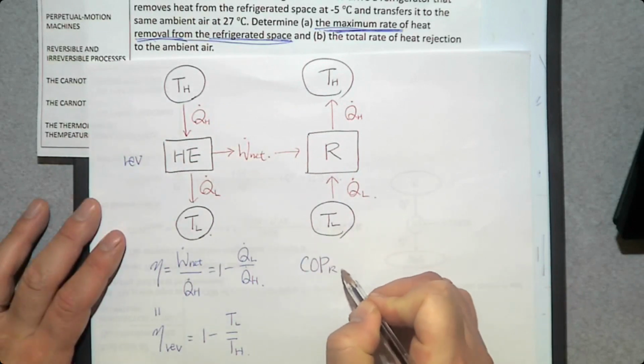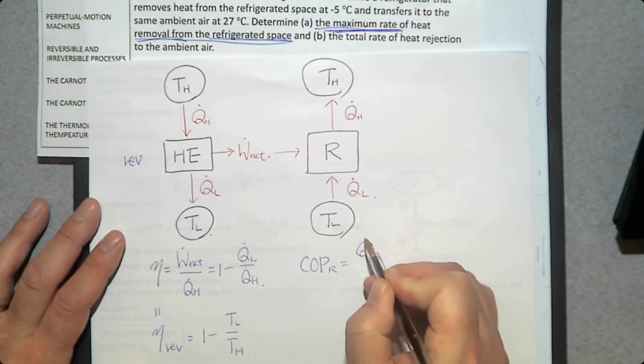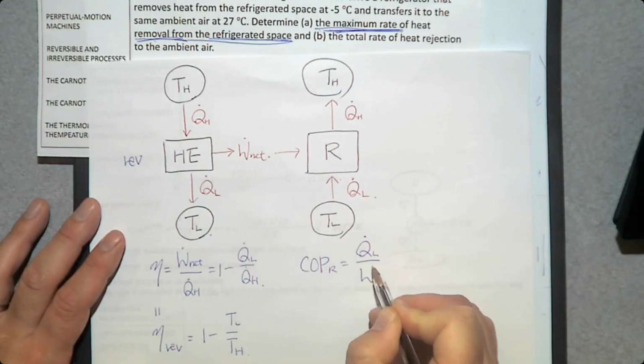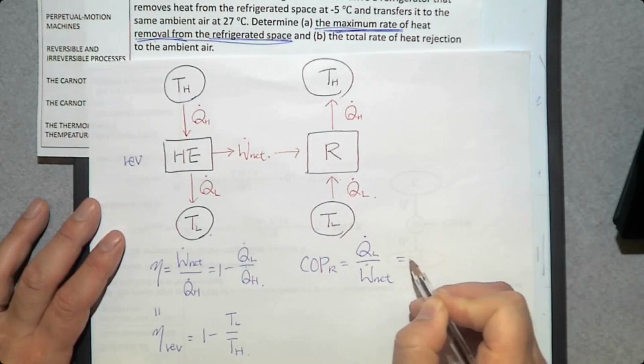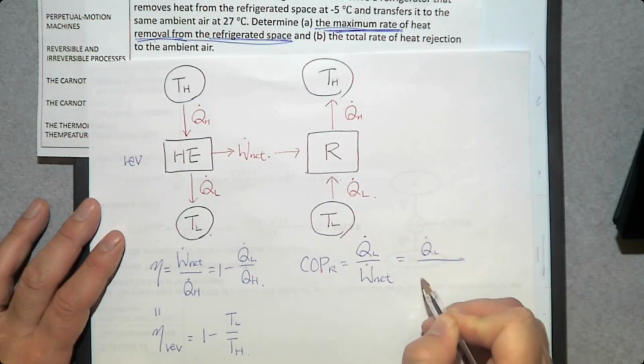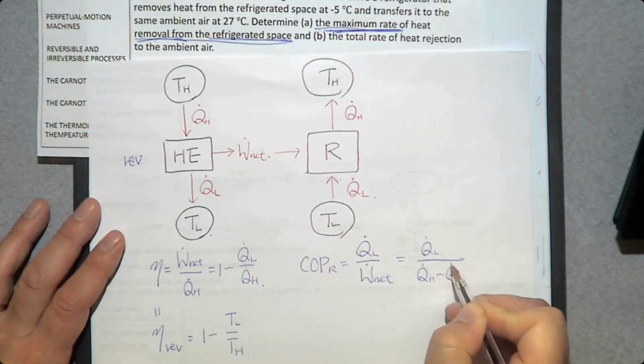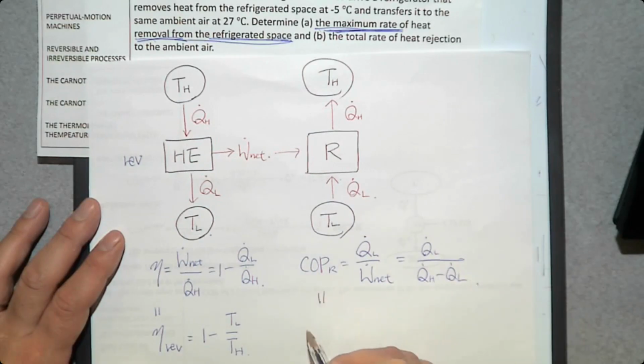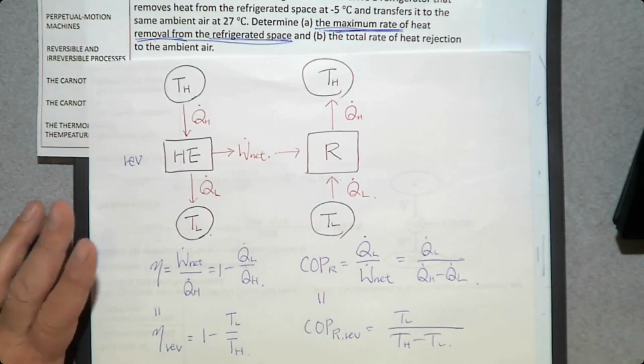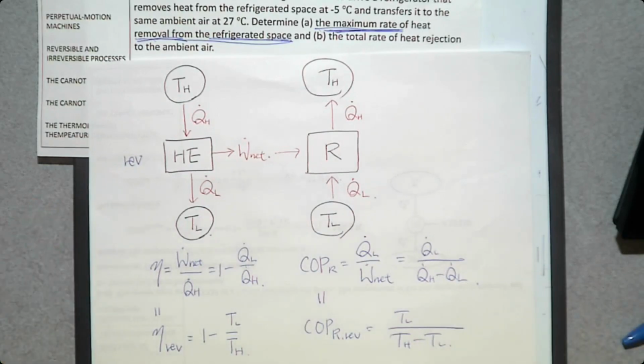So the COP of the refrigerator can be determined by the desired output, Q dot L, over the required input, W dot net, or you can say Q dot L over Q dot H minus Q dot L. Then we can also determine this COP by the reversible COP, which is TL over TH minus TL. So now we are ready to solve this problem.